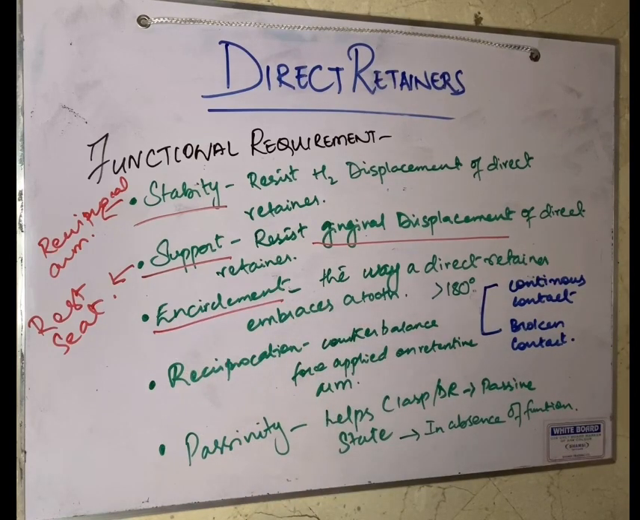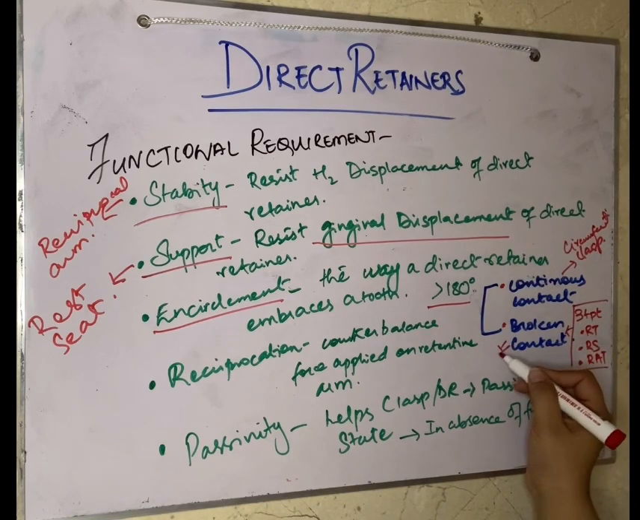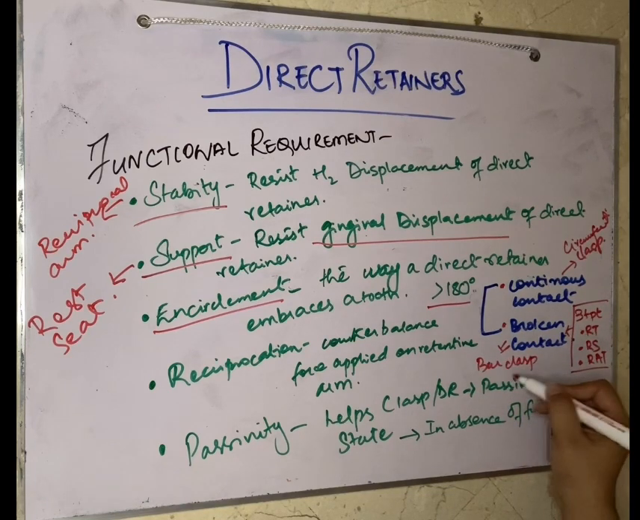Then comes the encirclement. Encirclement is basically the way in which the direct retainer embraces a tooth. It has to be greater than 180 degrees, and it can be a continuous contact or a broken contact. What would be the broken contact? It has to be at least 3 points: the retentive tip, the rest seat, and the reciprocal arm tip. These are the least 3 point contacts that have to be maintained in the broken contact. What are the examples of the continuous contact? We have the circumferential clasp. In the broken contact, we have the barclasp and the roach clasp.